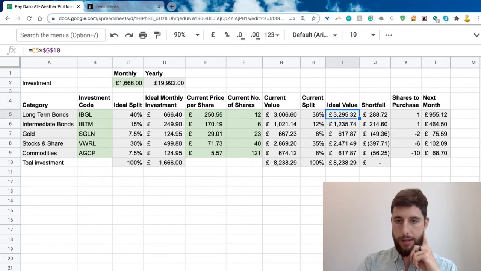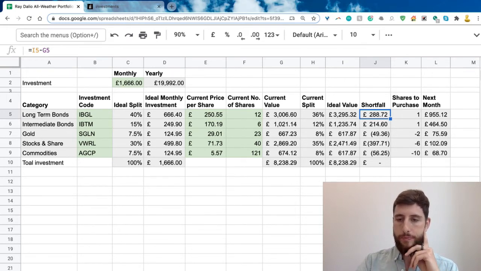So the ideal amount is £3,295. And it works this out by saying, well, we've currently got £8,238 invested, but we want 40% of that in long-term bonds. So it takes 40% of the total amount and puts it here. The next column says, what's the shortfall? If we've currently got £3,006 invested, but we want £3,295 invested, we need to put in another £288. And if we do that, we're going to get up to the right amount.